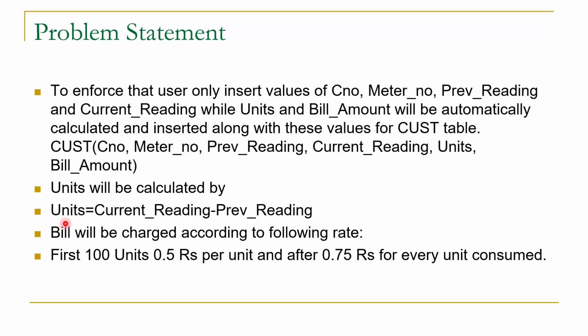In order to calculate the value of units, previous reading should be subtracted from current reading, and the bill will be charged according to the following rate. For the first 100 units, the rate is 0.5 rupees per unit, and after this, the user has to pay 0.75 rupees for each unit consumed. It means for the first 100 units, the rate is 0.5 rupees, and for each extra unit, that is each unit above this 100, will be charged 0.75 rupees.